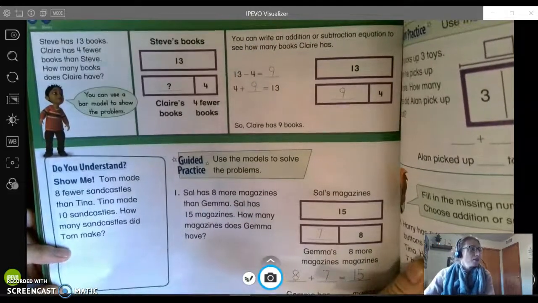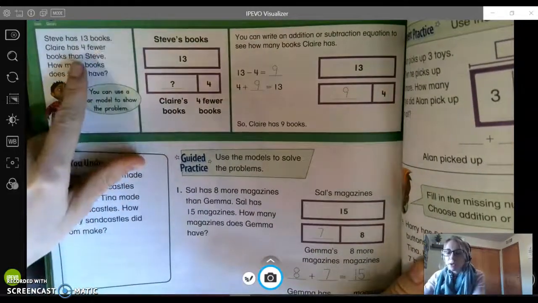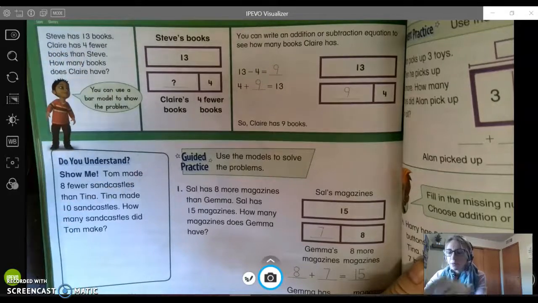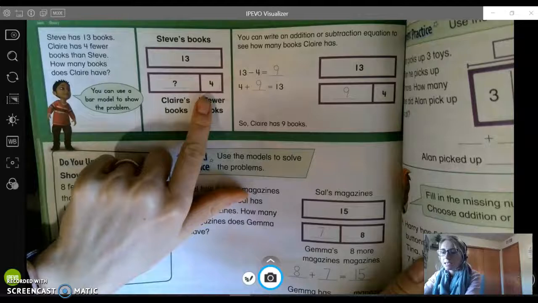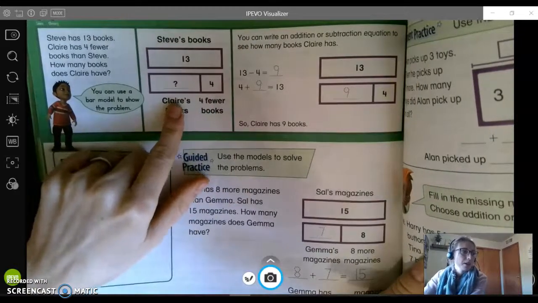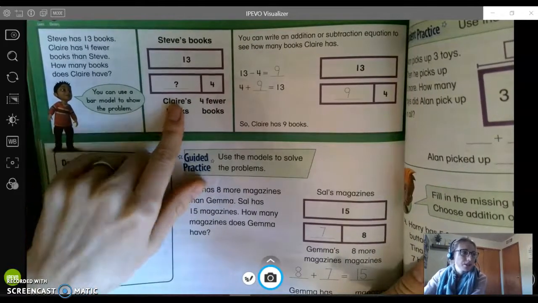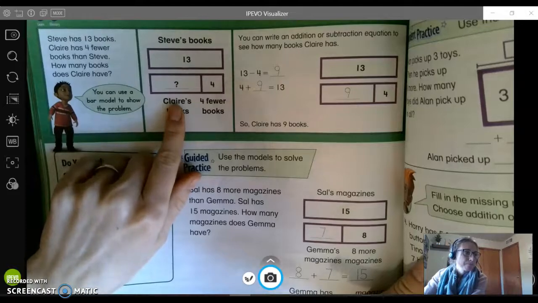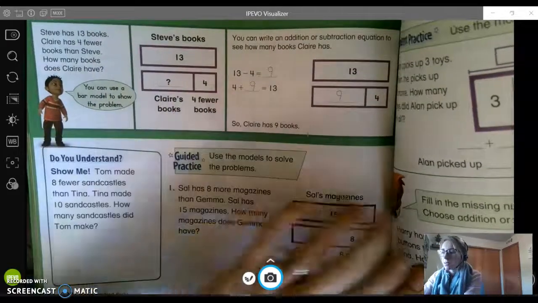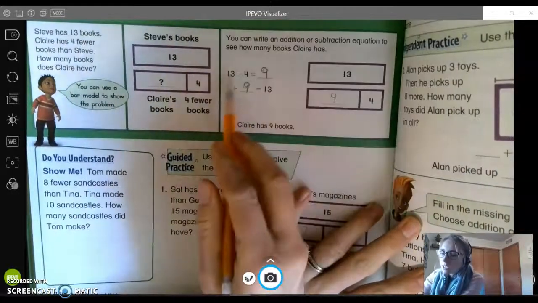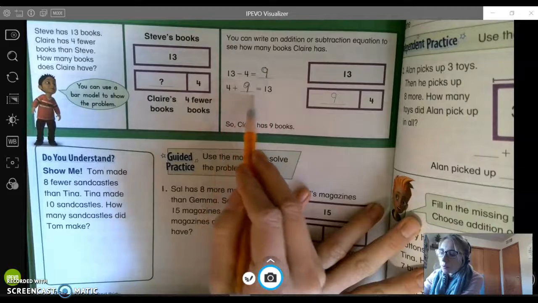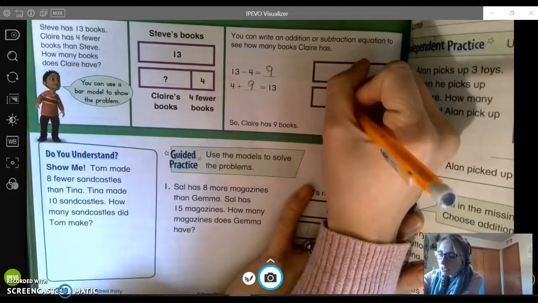Okay? So Steve has 13 books. Claire has 4 fewer than Steve. How many books does Claire have? So if Steve has 13 and Claire has 4 less, this box chart we've been working with is just a fancy way to show part whole. So if 4 is the part that we know, what is the missing part? Yep, the missing part will be 9. 13 take away 4 is 9, or 4 plus 9 makes 13.